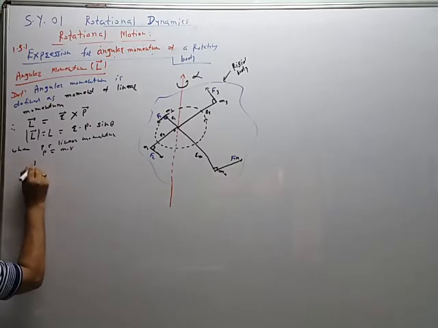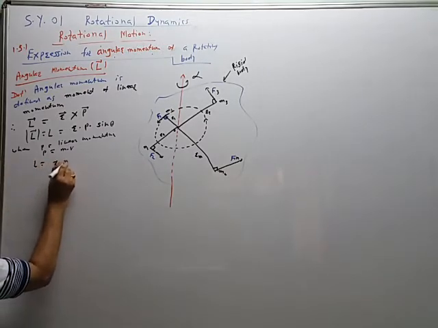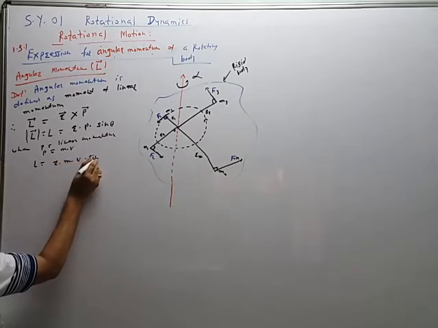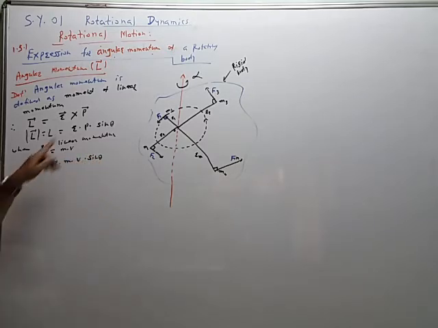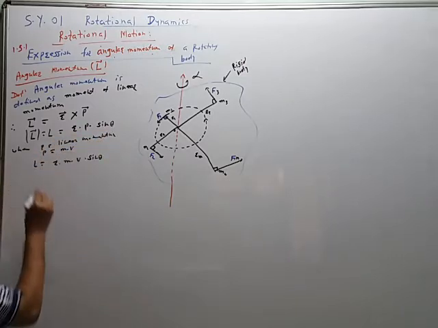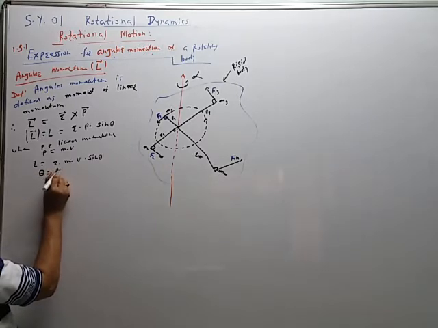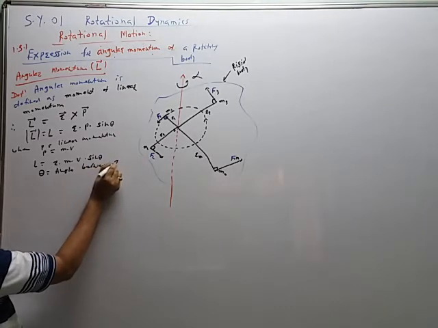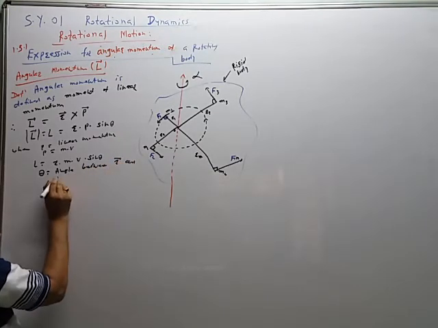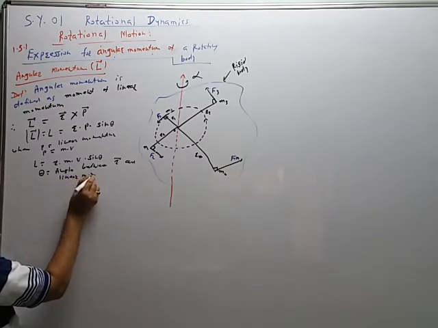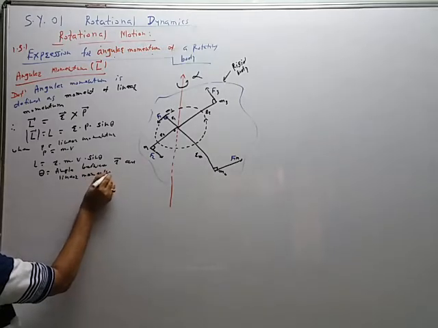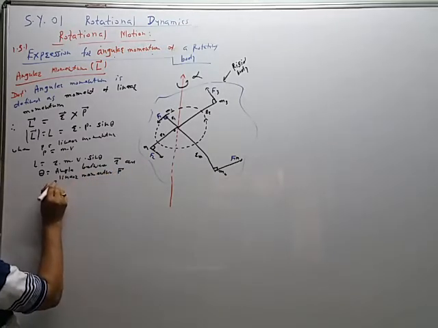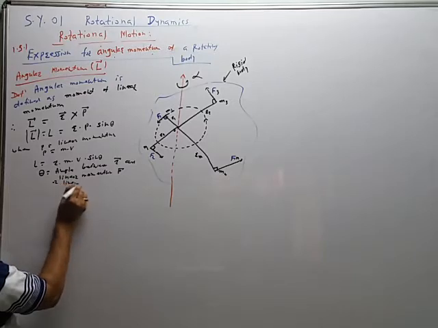And therefore L is equal to, you can also give it like this, R into M into V into sine of theta. So you can use this equation for magnitude. Theta is the angle between moment arm vector R and linear momentum vector P or linear velocity vector V.